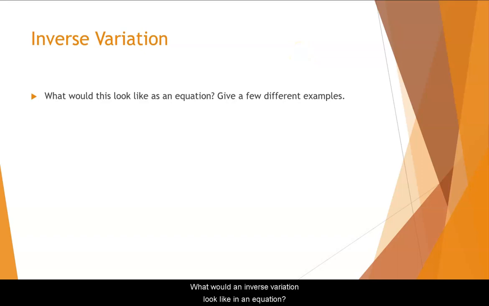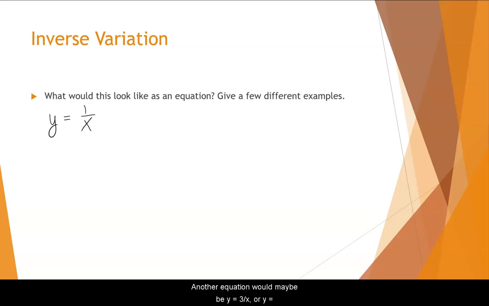What would inverse variation look like in an equation? The most basic form would be y equals 1 over x. So we're dividing by x. This is really different from linear, and we'll see that once we graph this.